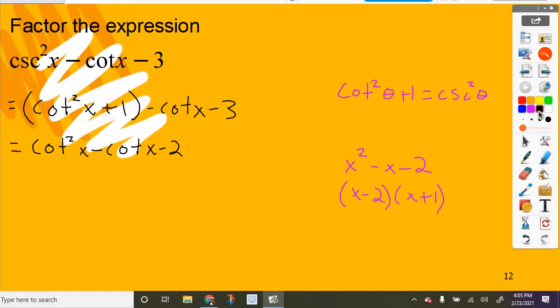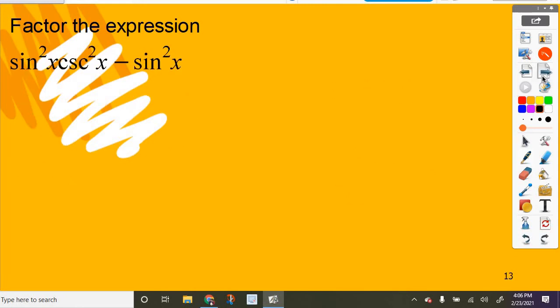Again, converting back to my cotangents, that means that I'm going to have a cotangent of x minus 2 times cotangent of x plus 1. Again, those can't be reduced any further, so that's going to be my answer.